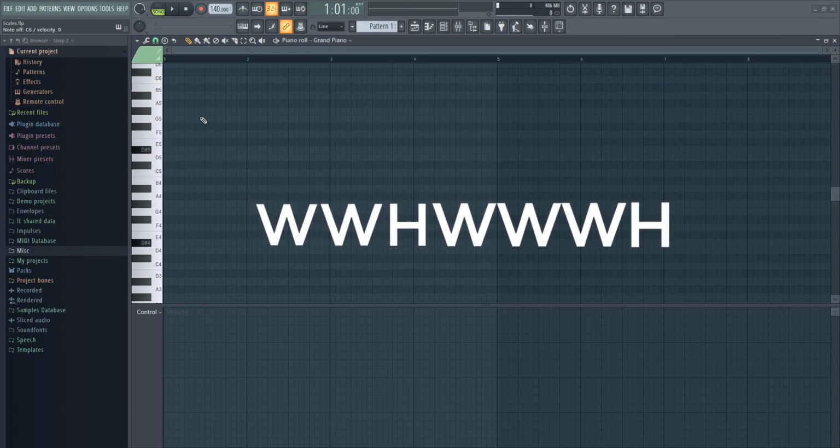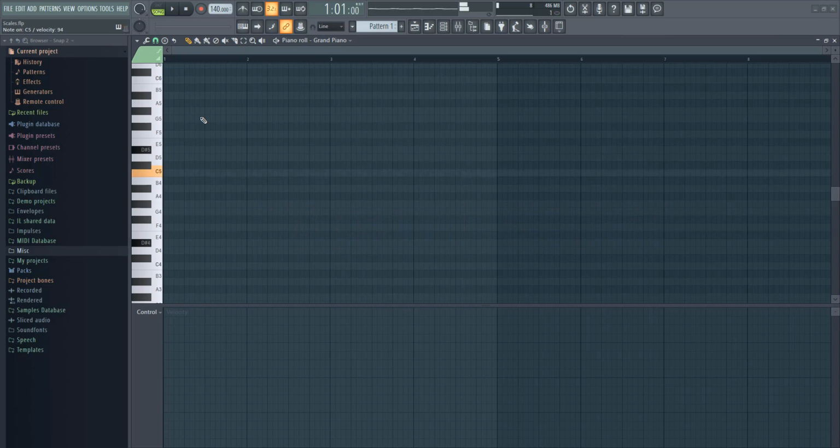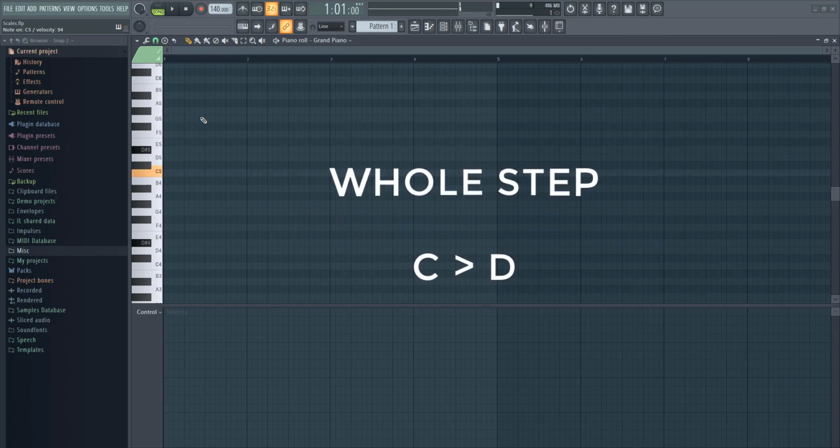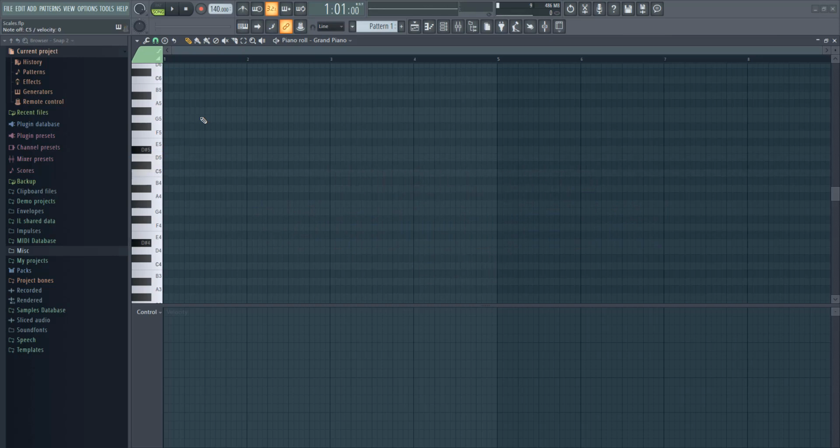it's what you see on the screen right now, and a W stands for a whole step and an H for a half step. So what is a whole step? It's a jump of 2 semitones, say from the C to D. And a half step is an interval of 1 semitone, say from C to C sharp.